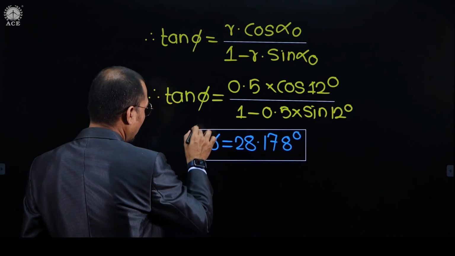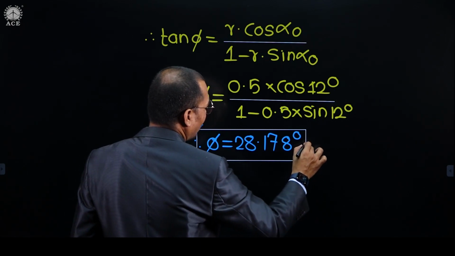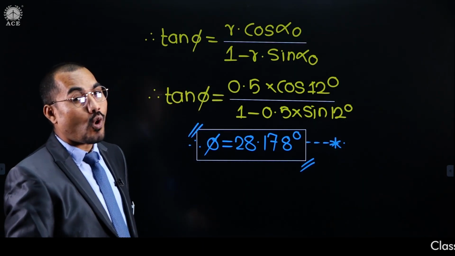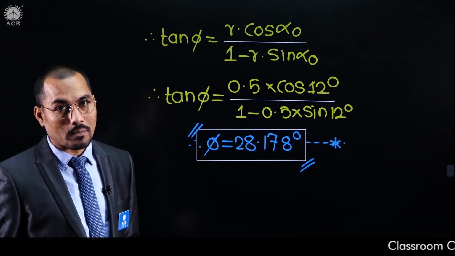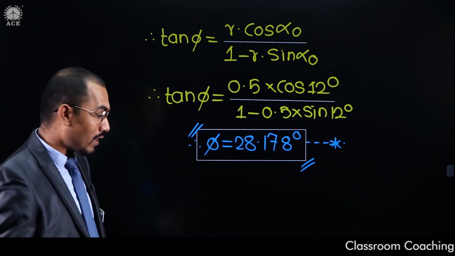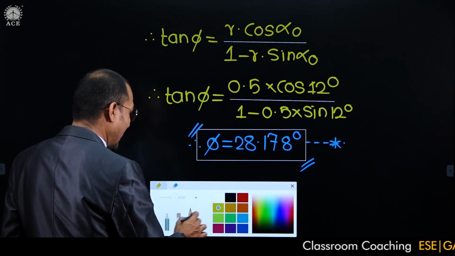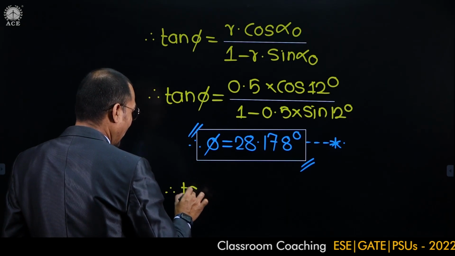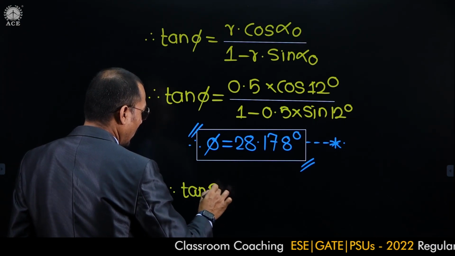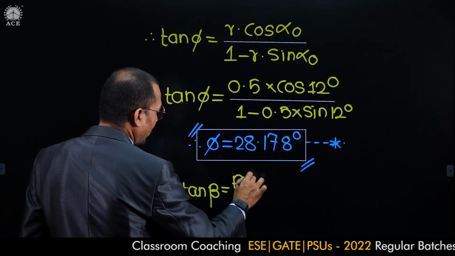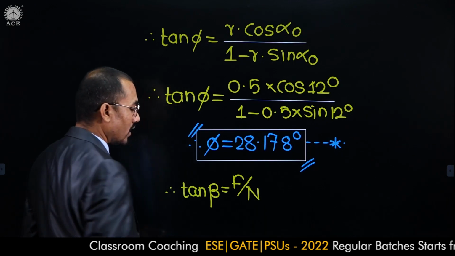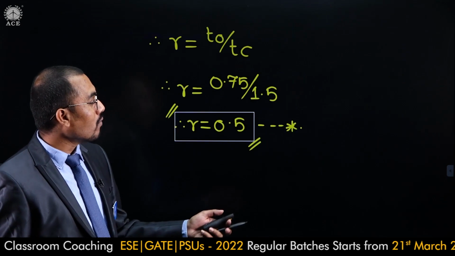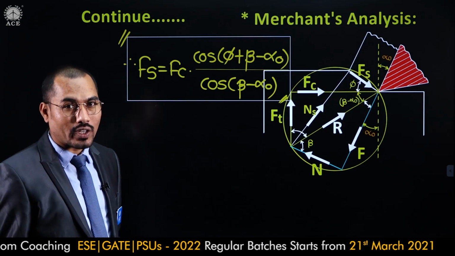So this value is calculated. Now what is left over? Now the left over is only the value of beta. And whenever we are interested to calculate beta value from Merchant circle diagram, can I say that tan of beta is exactly equal to F by N, friction force divided by normal force. From where? From Merchant circle diagram. From this triangle you can find out that.